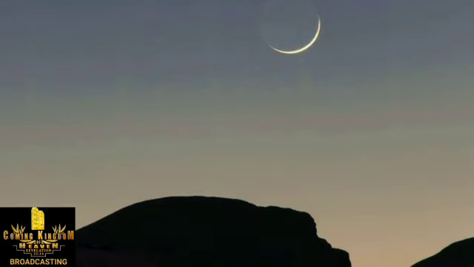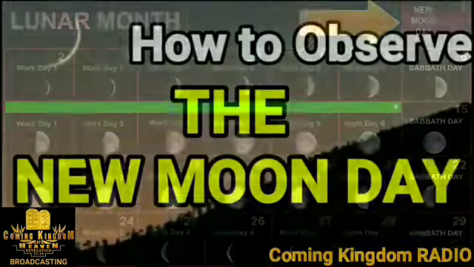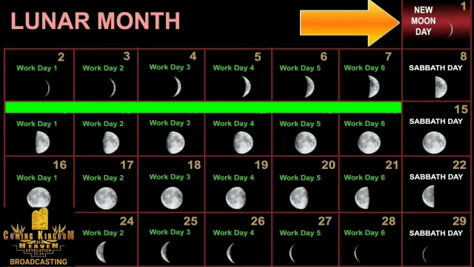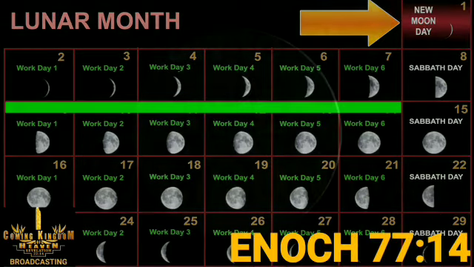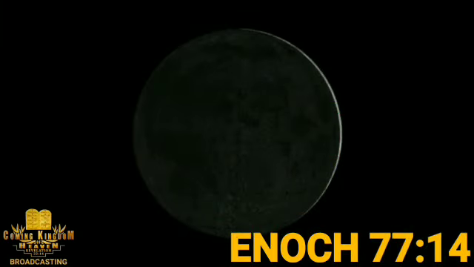When the moon is completely dark, that's a new moon day. On that day in the evening, light will come into the moon. And the next day will be the first work day of the week. This is how you determine the new moon day. This is what we see with our eyes. That's also what it says in the book of Enoch, so the book of Enoch tells you exactly what we witness with our eyes today.